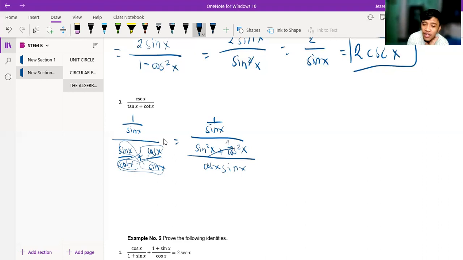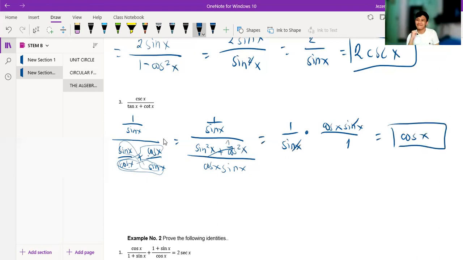So, trigonometric identities. Yung ano, Pythagorean. So, therefore, 1 over sine x times, the reciprocal nito is cosine x sine x over 1. So, cancel natin to. Therefore, siya equals na pala siya kay cosine x. That's it. Okay, so madali lang siya.